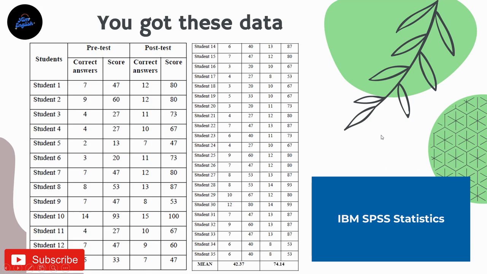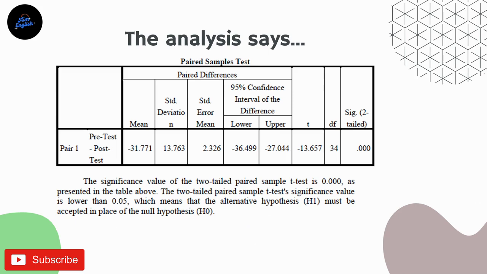So here is data taken from real research already published in a journal. The researchers would like to know the comparison, the difference between the pre-test and post-test. In the pre-test here, the researcher already posted some scores like student 1 47, student 2 60, student 3 27, until 35 students. Similarly for the post-test. And at the end of the table, the researcher posted the mean scores of the pre-test and post-test. And based on the statistical analysis using IBM SPSS, the result shows like this table.